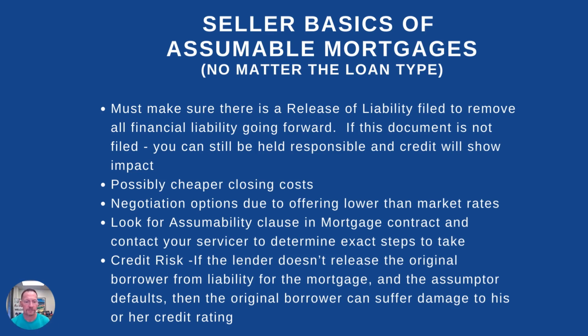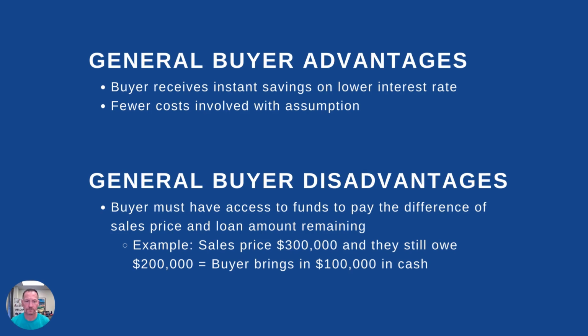More seller basics. Closing costs can possibly be cheaper. The seller would have the option to negotiate possibly a little bit better price based on being able to offer a little bit lower interest rate on that assumability. Once again, we've already looked at the assumability clause.